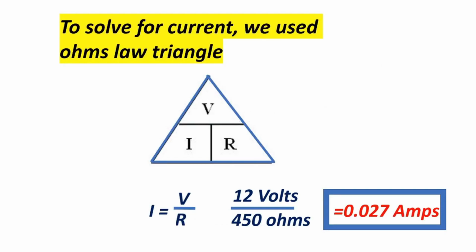And now to solve for current, we use Ohm's law triangle. I equals V over R. Our voltage is 12 volts and the total resistance is 450 ohms. Now the current is 0.027 amps.